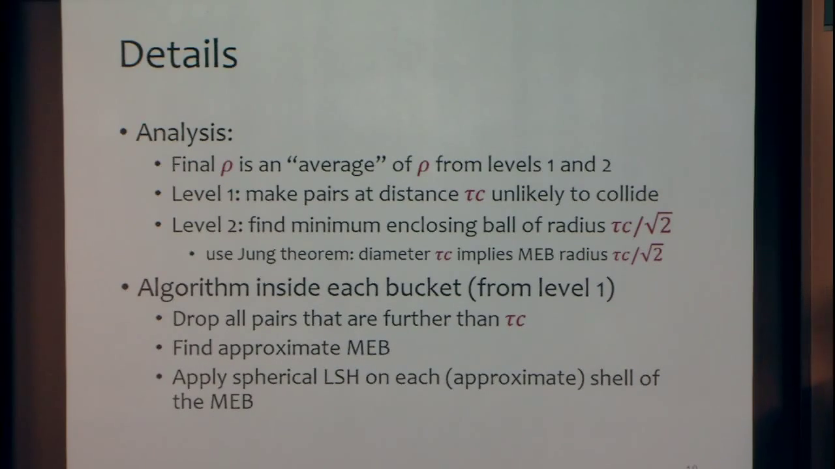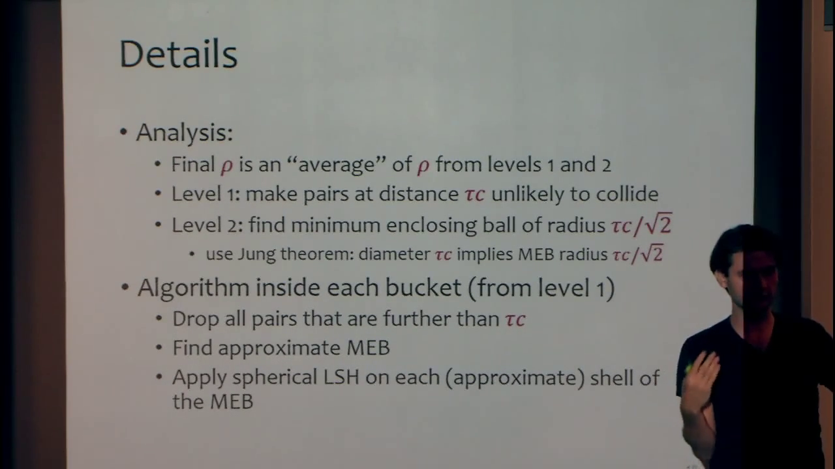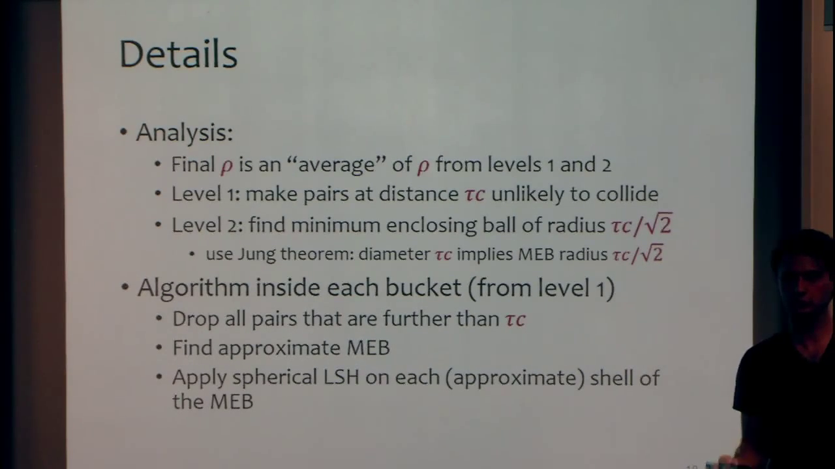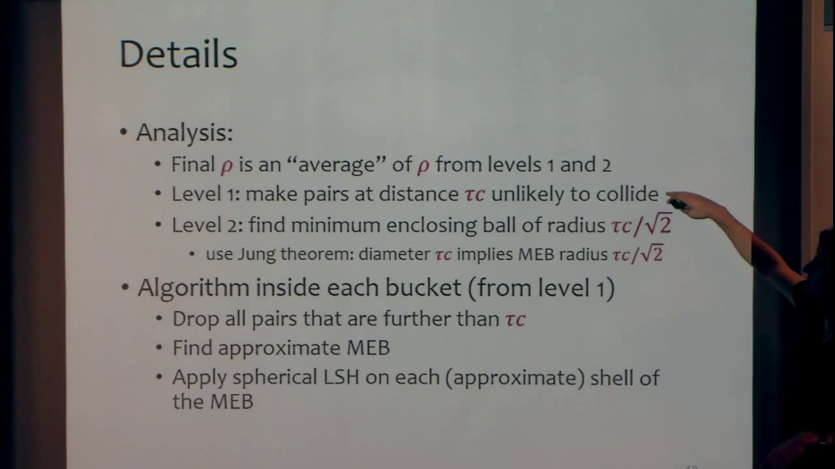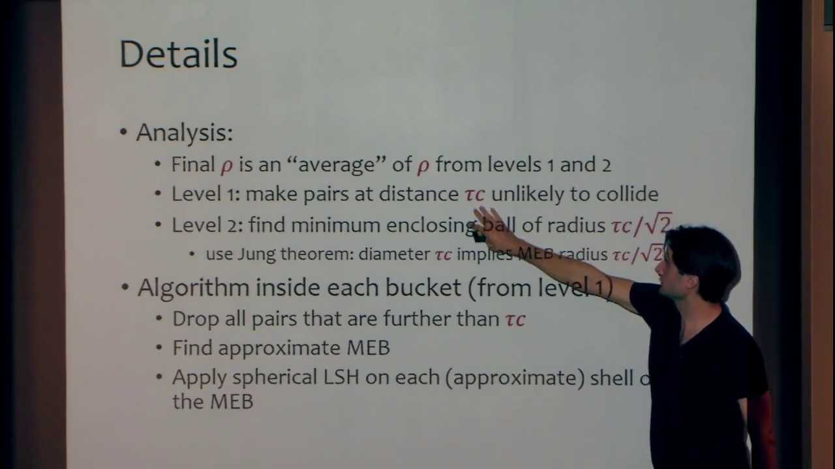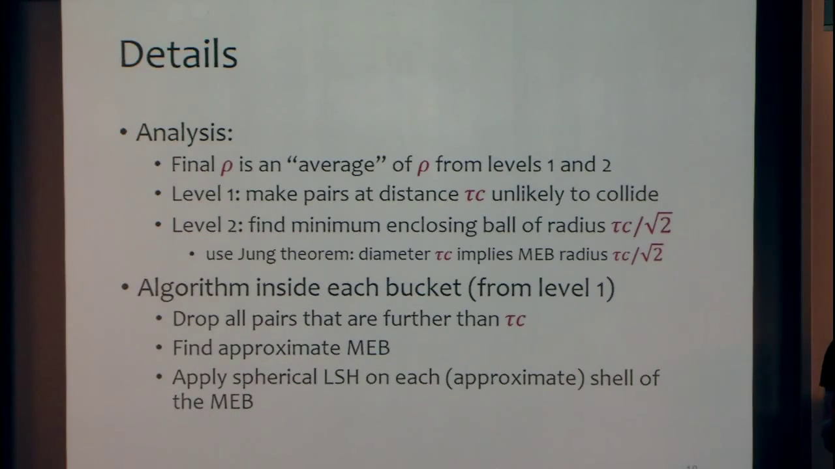So the idea is that what happens in the end is why we call it two-level hashing: the first level is data independent, and in some sense, as long as we are doing this data-independent thing, we cannot obtain better rho. So we'll still obtain 1 over c squared. But the hope is that the first level will make pairs at distance tau c, where tau is some parameter, unlikely to collide, which means that we will effectively reduce to the situation where in each bucket after this first level, we will have balls of some small radius.